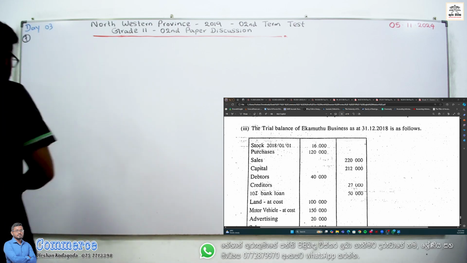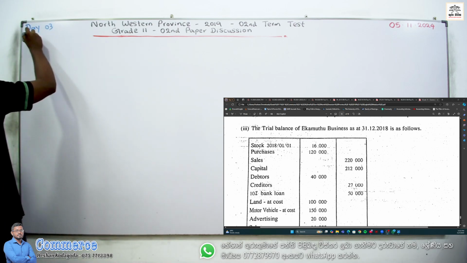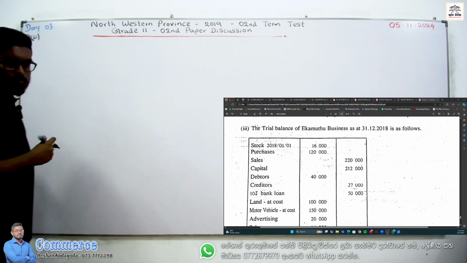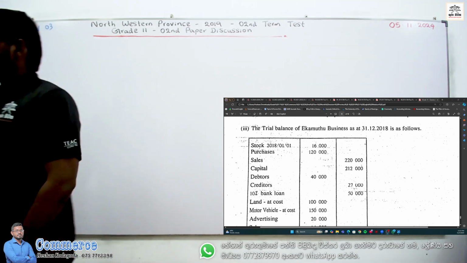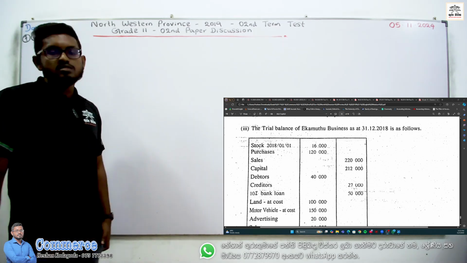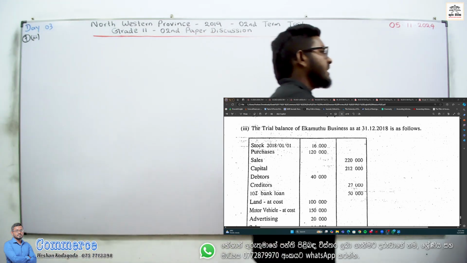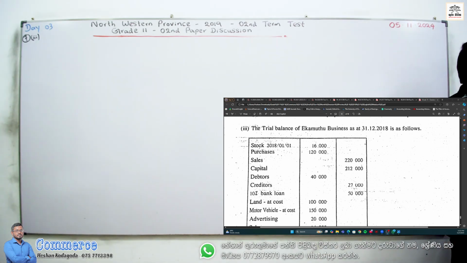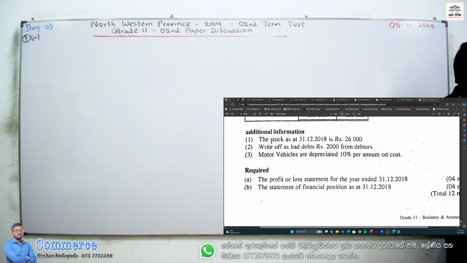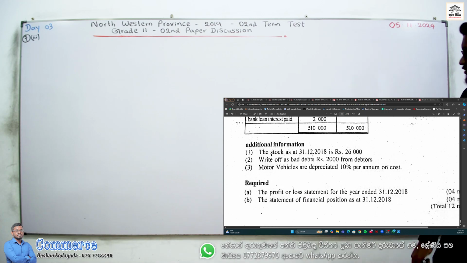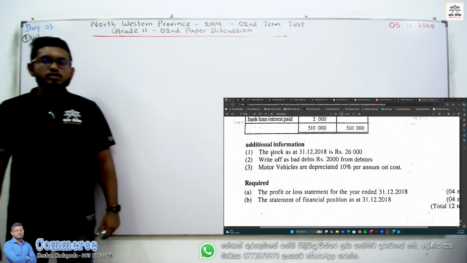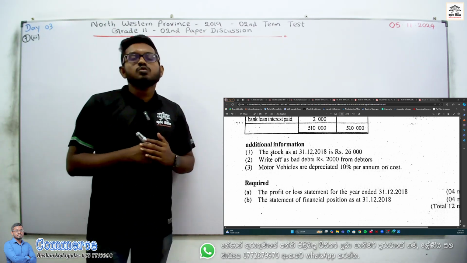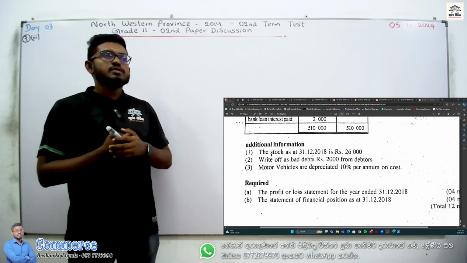Let's move to question number 3, Roman number 3. The trial balance of Ekamutu business as at 31st December 2018 is as follows. I told you when we get this kind of question, first of all, you need to know what the requirements are. You can see the requirements here: P&L and SOFP. Before preparing them, first identify the time period: beginning date 1st January 2018, ending date 31st December 2018.